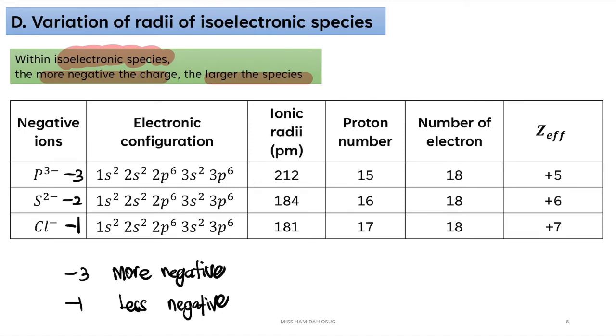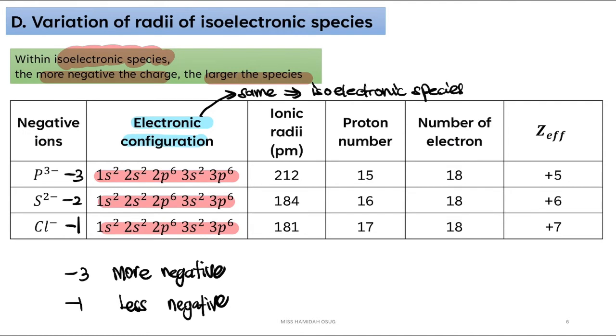So let's take a look at the electronic configuration first. When we look at the electronic configuration, we can see that the electronic configuration is the same for all of these negative species. In other words, these negative species are what we call isoelectronic species.